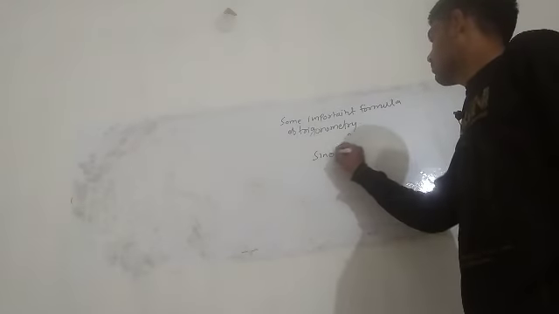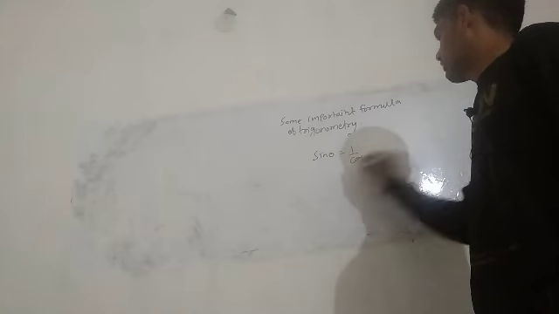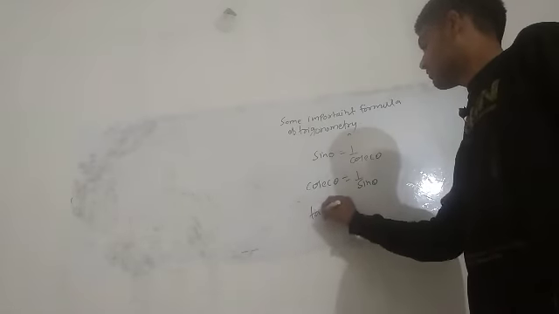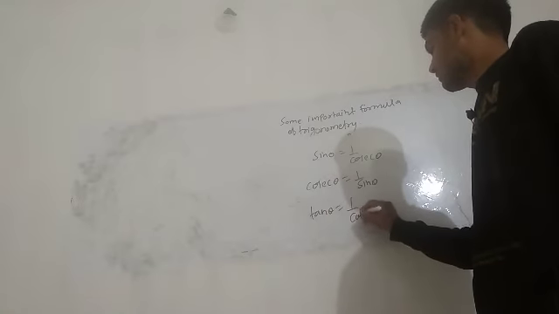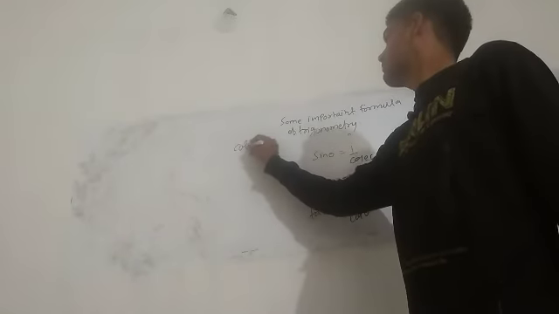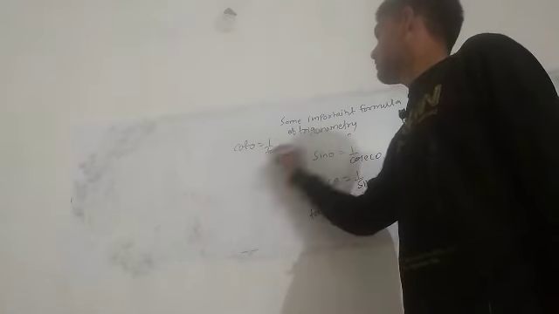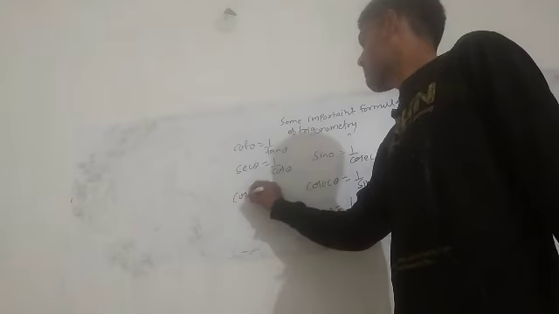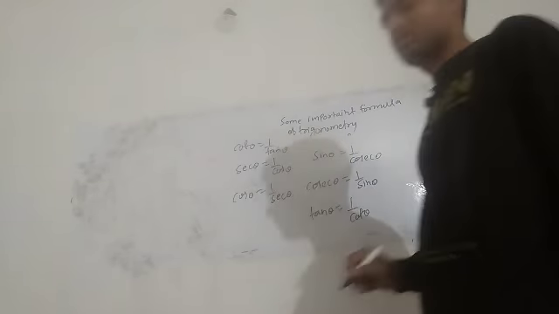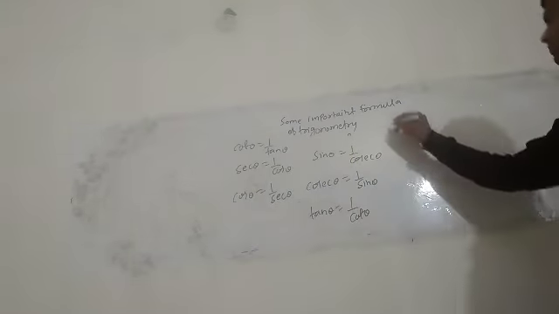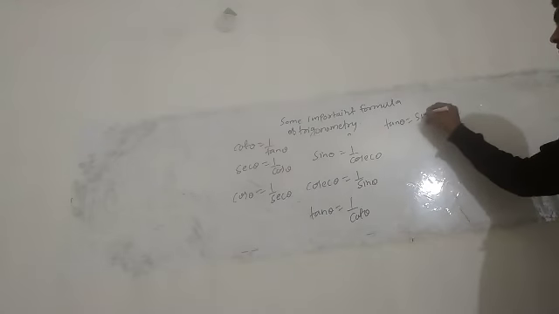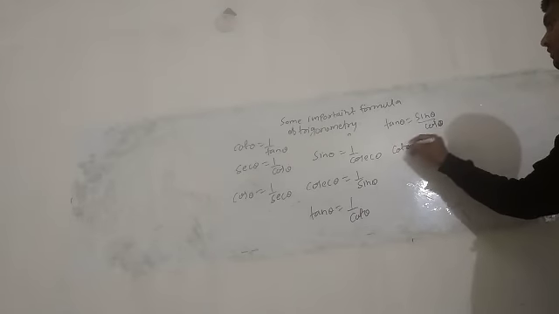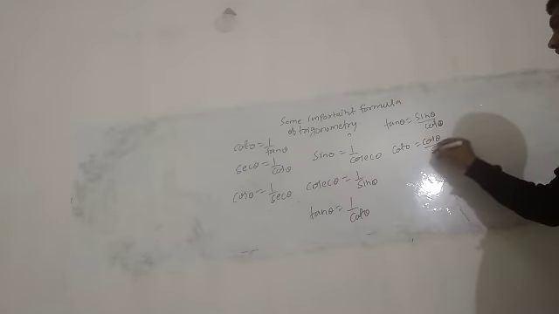Sin theta is what? 1 upon cosec theta, and cosec theta is 1 upon sin theta, and tan theta is 1 upon cot theta, and cot theta is 1 upon tan theta, and sec theta is 1 upon cos theta, and cos theta is 1 upon sec theta, and tan theta is also sin theta upon cos theta, and cot theta is cos theta upon sin theta.